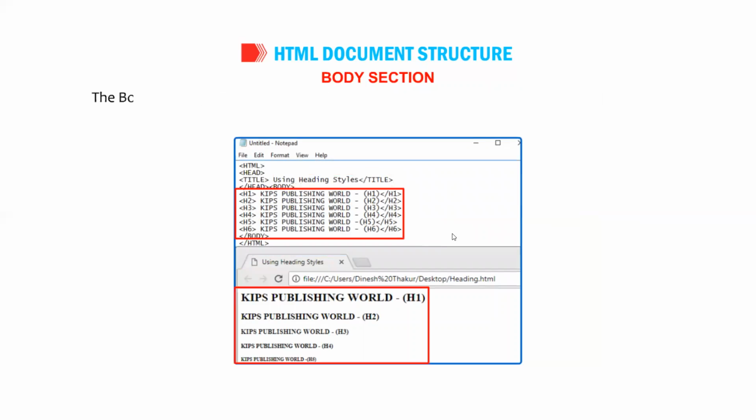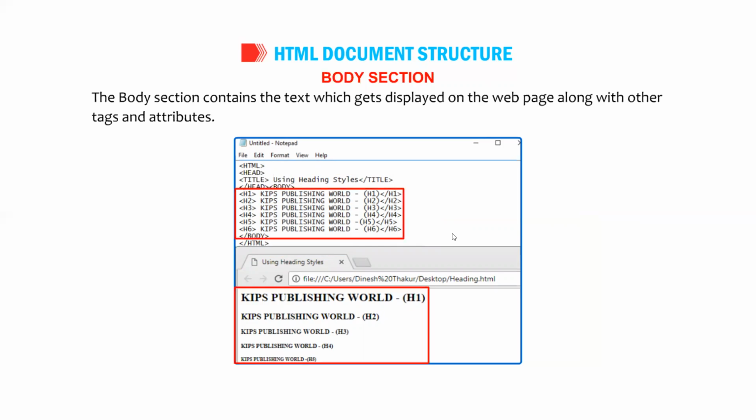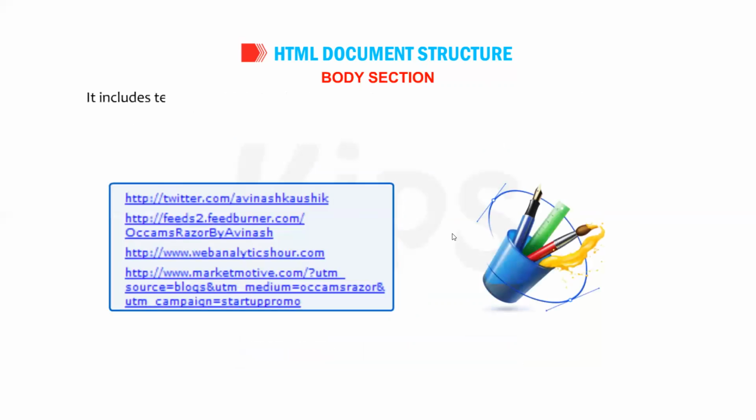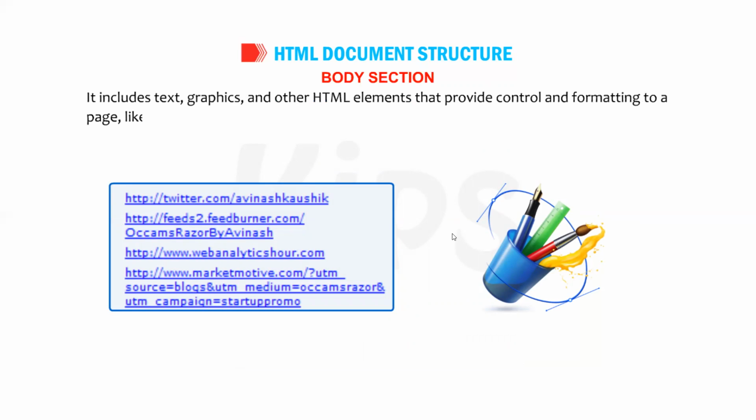Body section. The body section contains the text which gets displayed on the web page along with other tags and attributes. It includes text, graphics and other HTML elements that provide control and formatting to a page, like fonts, paragraph, list and other elements.